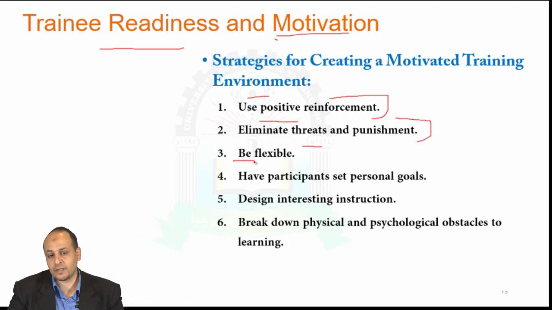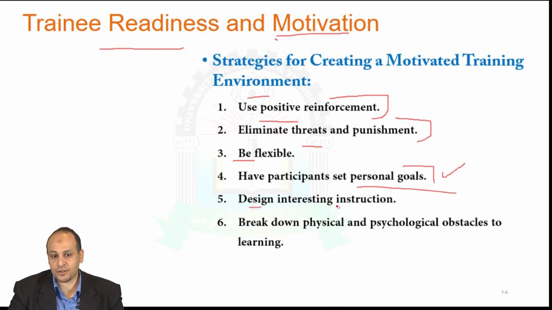Also, being flexible in terms of time, the amount, and the frequency of practices in the training program, of course the number of hours a day, if the program is designed to be in 1 day, 2 days, a week, etc. Have participants set personal goals. That is another issue. Sometimes this can help a lot in achieving the objectives of the training. So personal goals of individuals can also help motivate them to attend this training attentively.